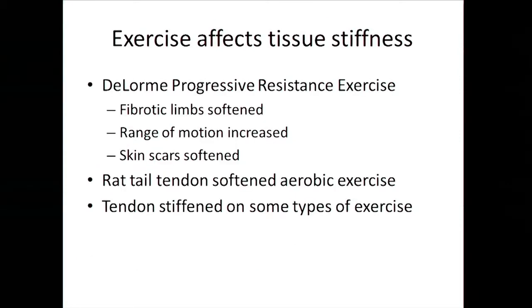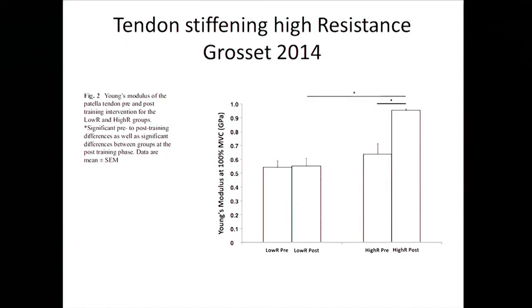Exercise affects tissue stiffness. So Delorme developed a progressive resistive exercise program back in the 1940s, and what he noticed was that fibrotic limbs softened, range of motion increased, and even skin scars softened the way he was doing exercise. There's some data that showed that a rat tail tendon will soften when you put the rats on aerobic exercise. And there's data that shows if you exercise one way, your tendons get stiffer. You exercise another way, the tendons don't. So again, if you do high resistance, the tendons get stiffer. If you do lower resistance at about 60% of maximum, the tendons do not get stiffer. So again, I'm saying don't exercise quite so hard. Don't try to be an Olympic weightlifter, and you won't make your tendons stiffer. And less stiff may be good.